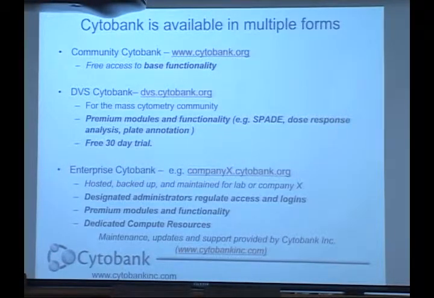DVS Cytobank is on a per license basis, and so you can sign up and it's a free trial. You can get started individually. And you have access to things like SPADE, dose response analysis, and plate annotation, which you don't have available to you on the free community version. The third available version is Enterprise Cytobank. For example, Harvard, UCSF, Stanford, they all have their own cytobanks. This is for either the lab level, for example, Nolan Lab has their own, or at the university level, where a lot of people can come and have an internal place to share and manage their data together.